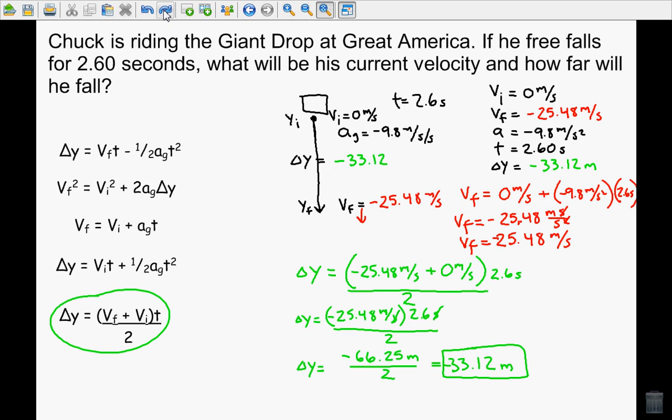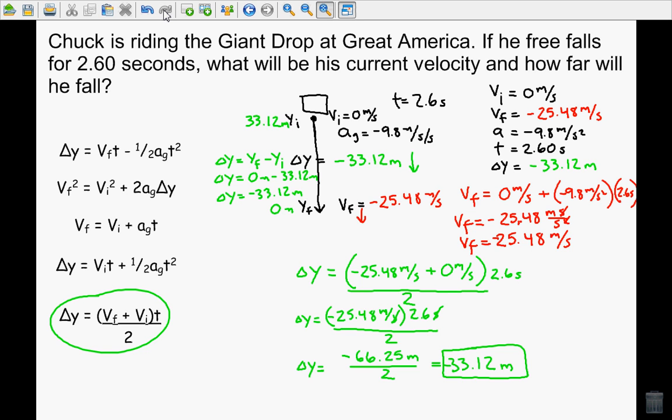It's a negative because, again, we are moving downwards, and displacement is also a vector, so that gives us a direction. It's saying I moved 33.12 meters down. And the way to show that mathematically is delta y equals where I ended minus where I started. So that is 0 minus 33.12 meters, and delta y is negative 33.12 meters. So it all works out.